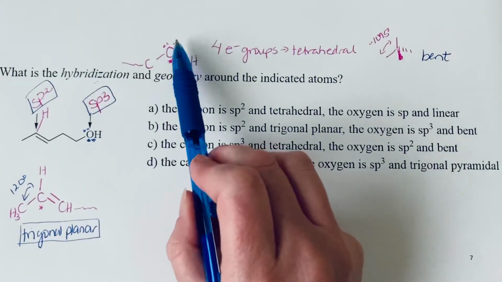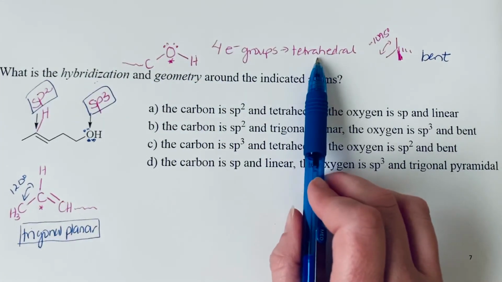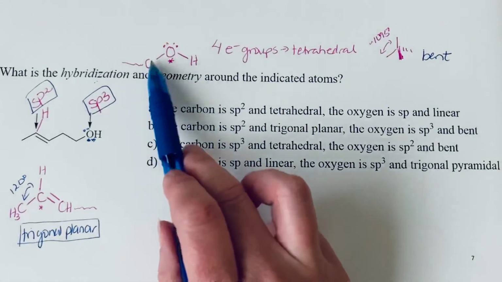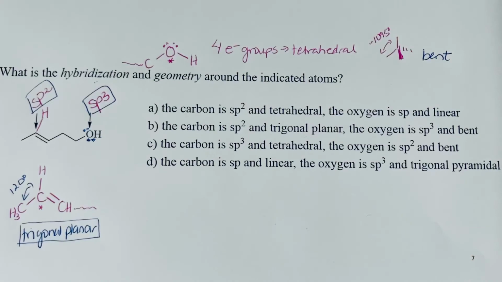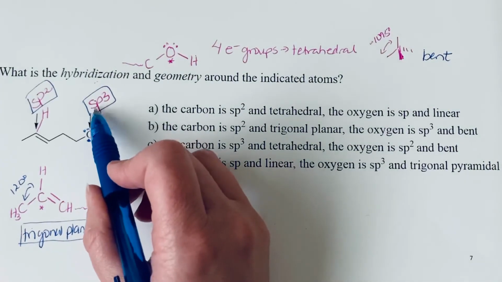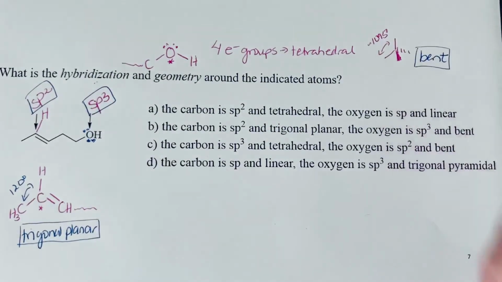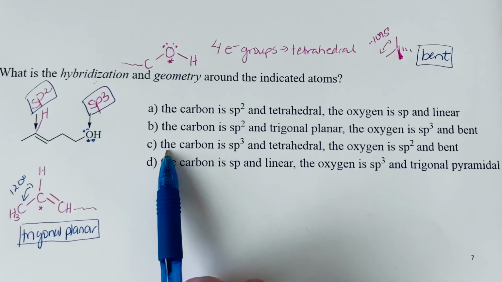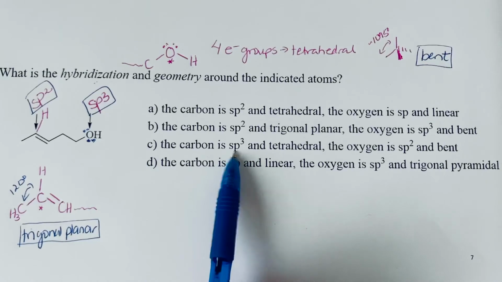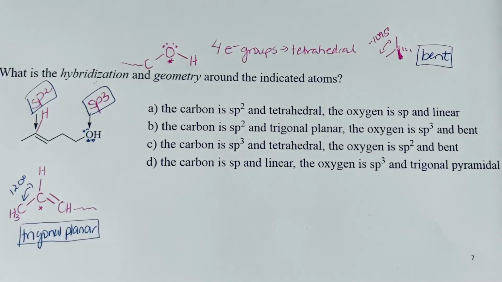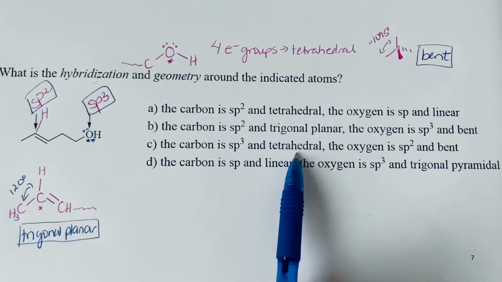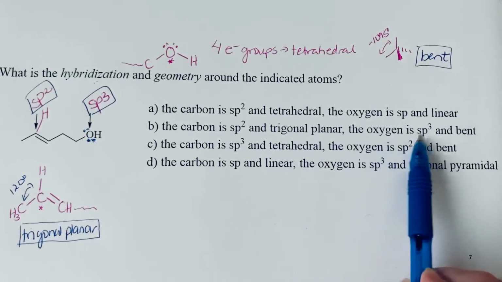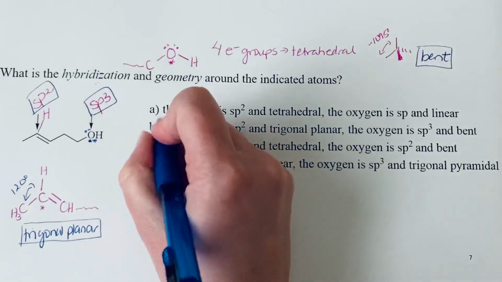If these were bonds, we would say tetrahedral. We don't include the electrons when we're talking about the shape, although we have to take into account the influence of those electrons. So our oxygen is sp3 and it is bent. And so that looks like option C, the carbon being sp3. No, that's not it, because it's sp3 and tetrahedral. Let's try again. The carbon is sp2 and trigonal planar. The oxygen is sp3 and bent. So it is B.